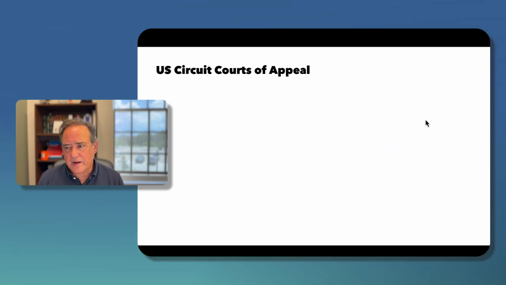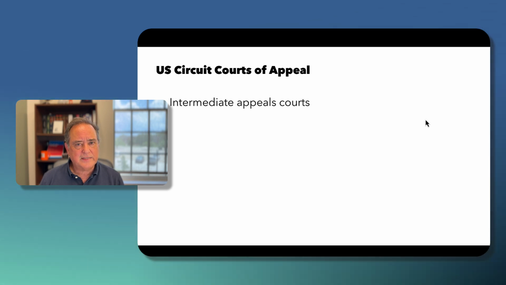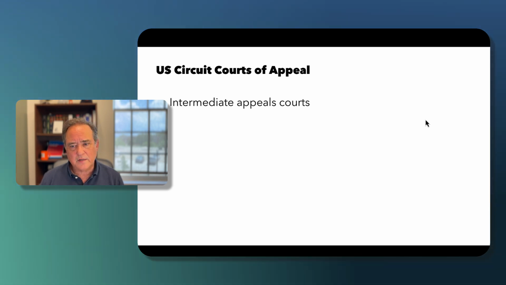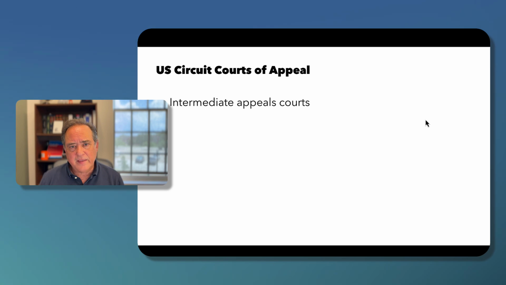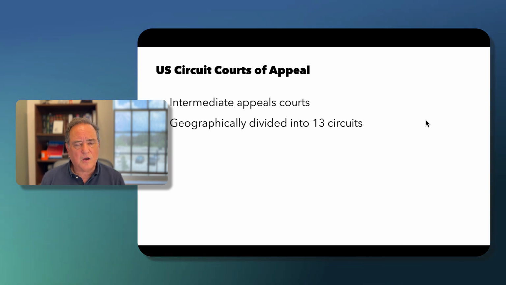U.S. Circuit Courts of Appeals. Now, these are intermediate appellate courts in the federal system. So again, every state has at least one U.S. district court. And then the states are geographically divided into 13 different circuit courts of appeal. So for instance, Louisiana, which is where I'm from and where I was originally practicing, is subject to the Fifth Circuit Court of Appeal, along with Texas and Mississippi.